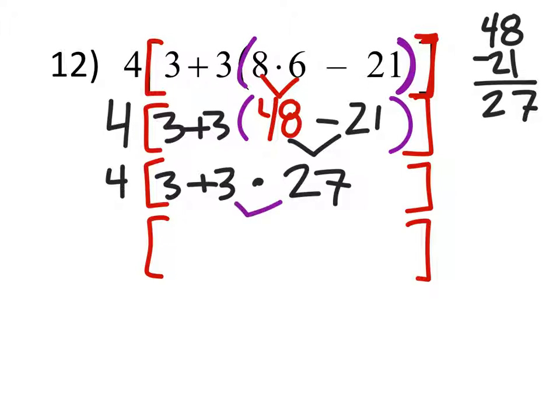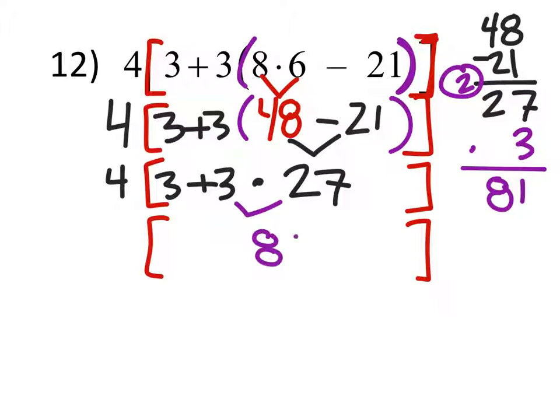3 times 27, this one may help to do vertically again. 3 times 7 is 21. 3 times 2 is 6, and then we add this 2 to get 8. So this would give us 81. And I've got 3 plus 81 inside the bracket parentheses and then multiplied by the 4.